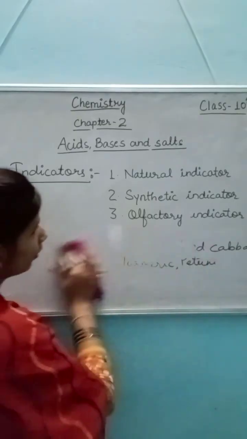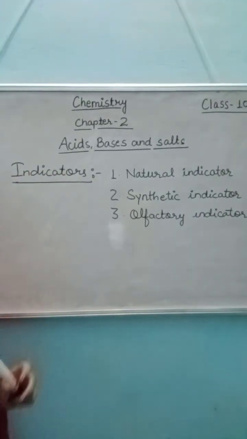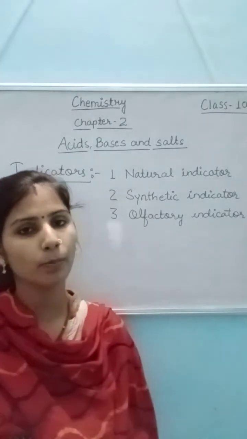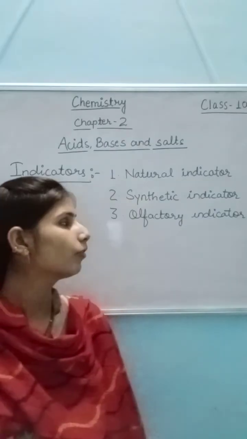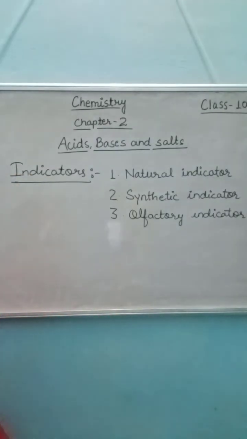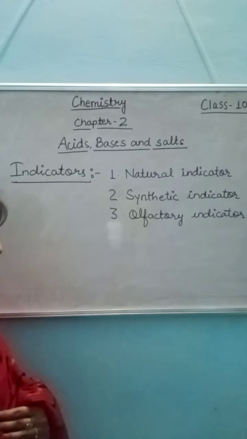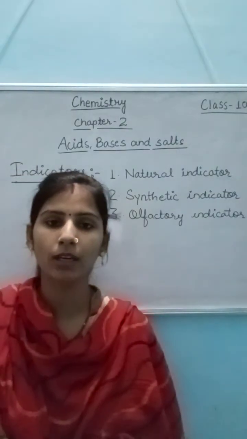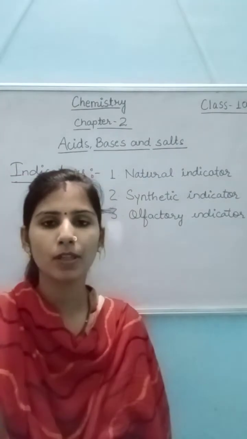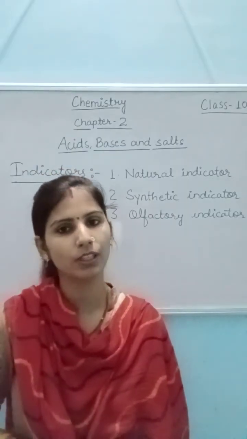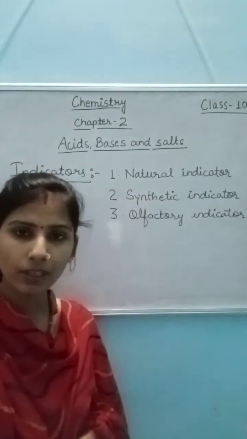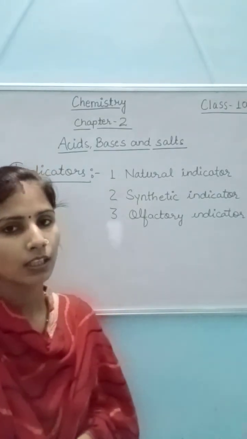Now see synthetic indicators. What are synthetic indicators? Synthetic indicators are chemical substances which are man-made or made in a laboratory. They tell us about acids or bases by changing color. Examples are phenolphthalein and methyl orange. Phenolphthalein in basic medium shows pink color, and in acidic medium it is colorless. So these all are synthetic indicators.